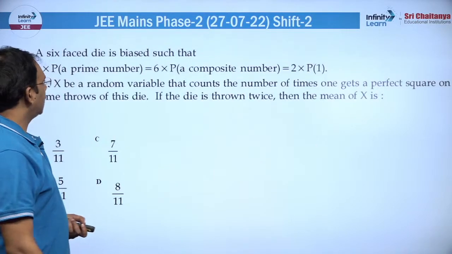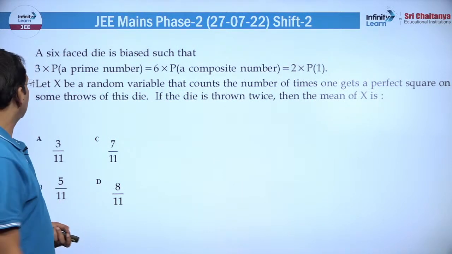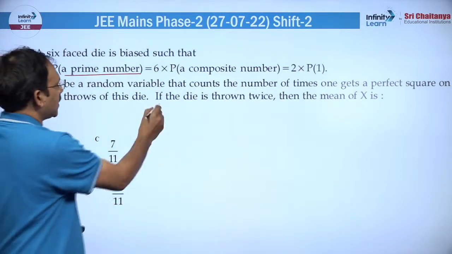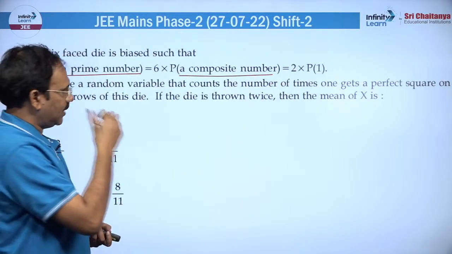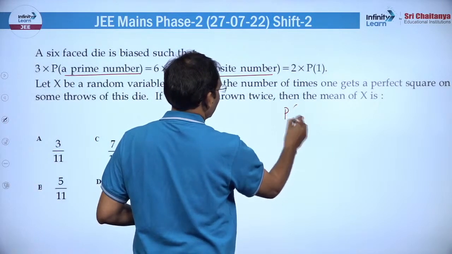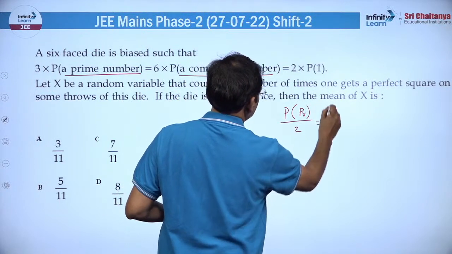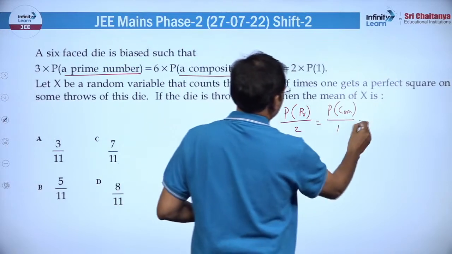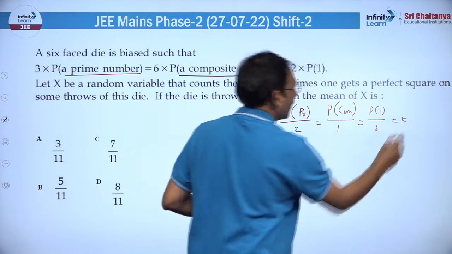Simple question. Next, a 6-faced die is biased such that 3 times the probability of getting a prime number is 6 times the probability of getting a composite number is 2 times the probability of getting 1. You just divide the entire equation by 6, you will get probability of getting prime by 2 is equal to probability of getting composite by 1 is equal to probability of 1 by 3. Let it be equal to k, my dear friends.